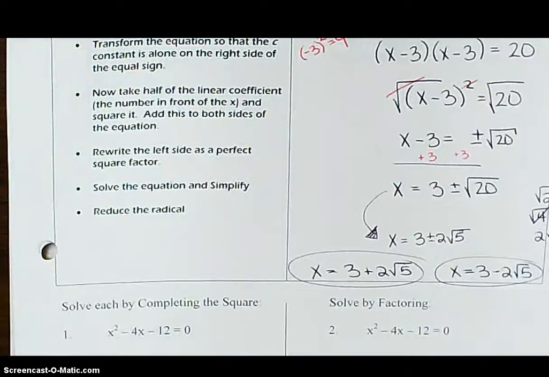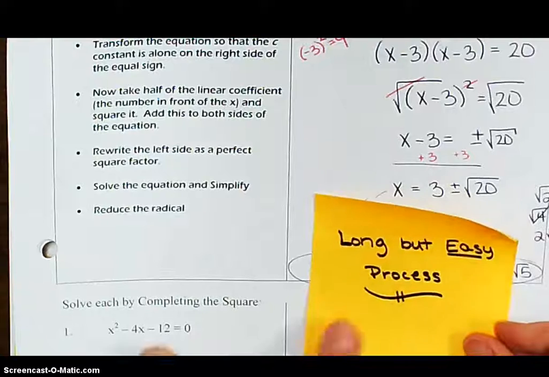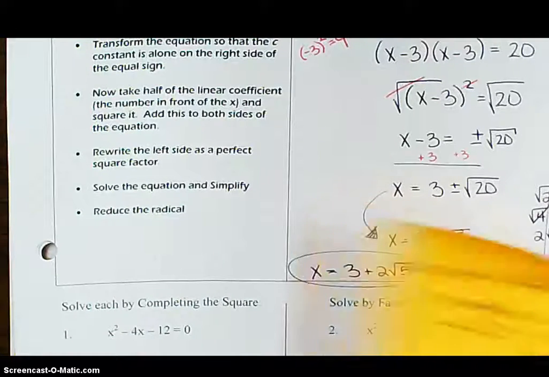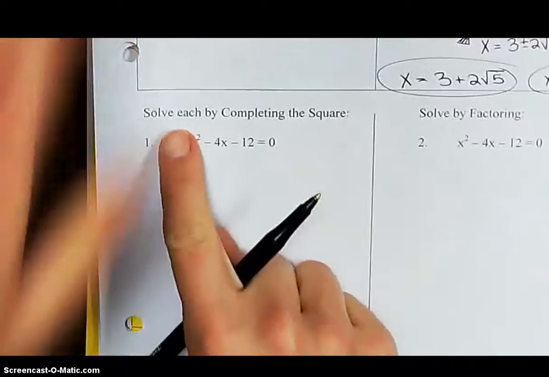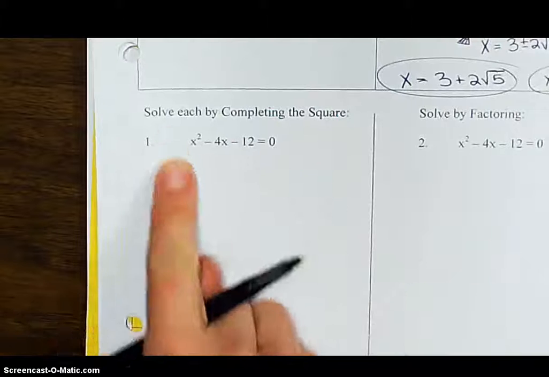Okay, I know that was a little bit of a longer process, but remember, it's long, but none of those steps were complicated. That was a pretty easy process. So let's go ahead and try it again. Solve each by completing the square. So here we go. Here's our quadratic.